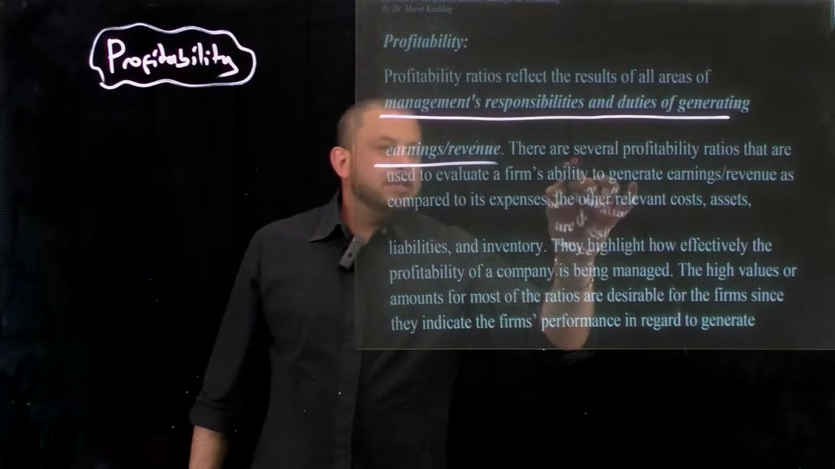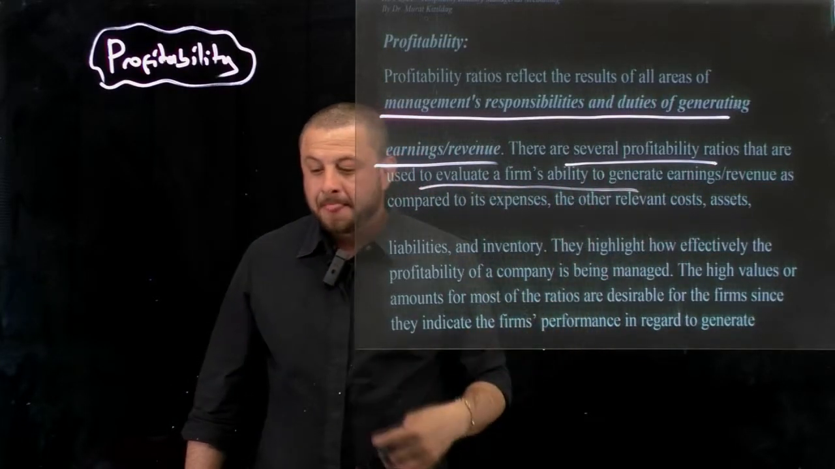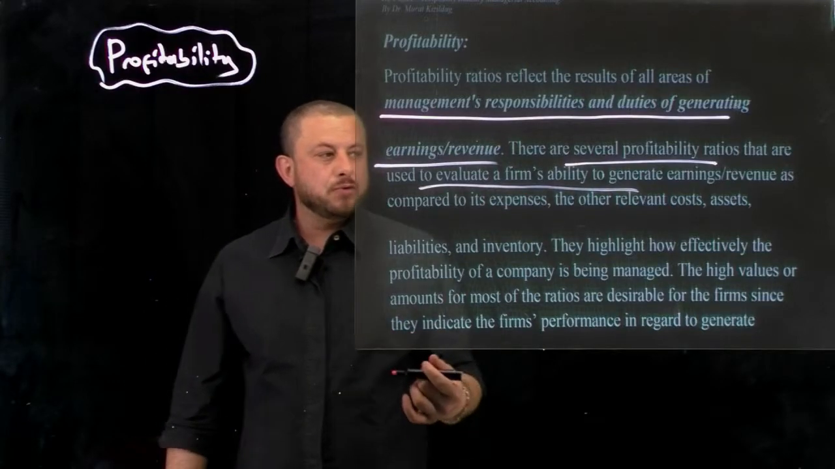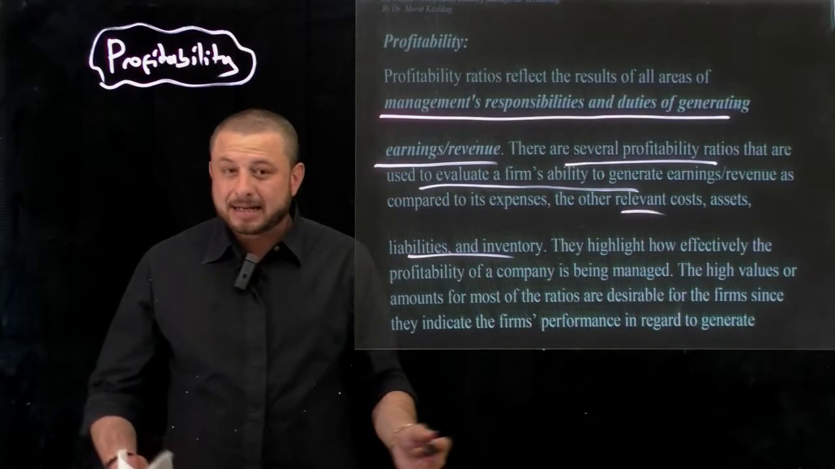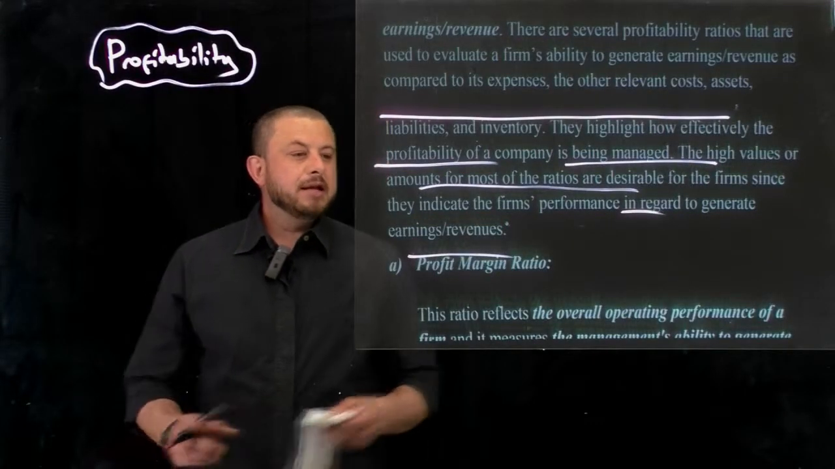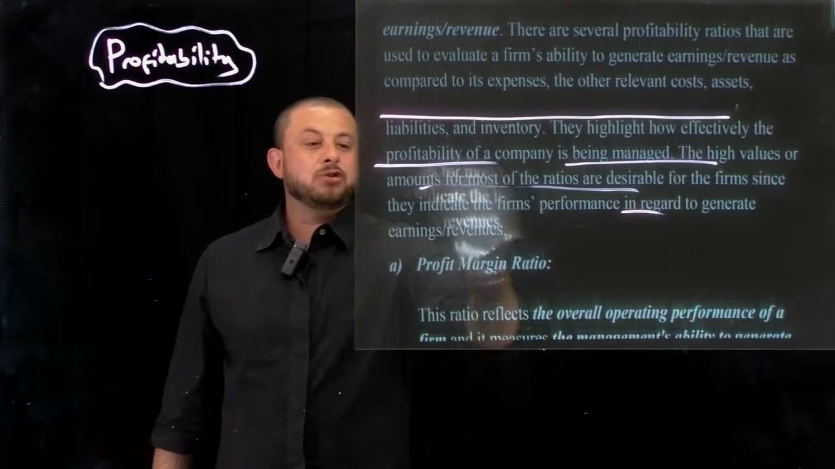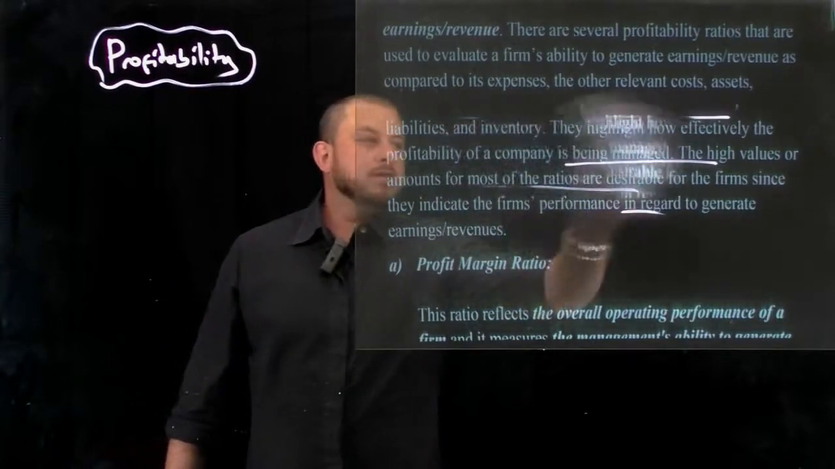Okay, there are several profitability ratios. We're going to evaluate different types of profitability, showing firms' ability to generate earnings and revenues. Okay, we're going to use liabilities and inventory. We're going to utilize the stock prices and all that. And bottom line, we're going to take a look at different profitability ratios to come up with a profit performance analysis for the hospitality businesses.